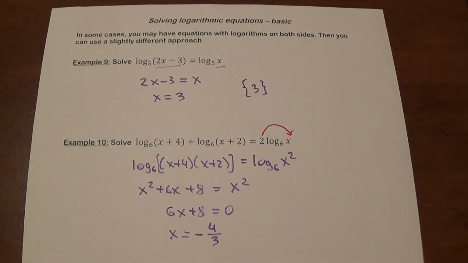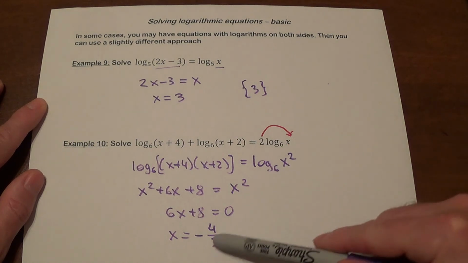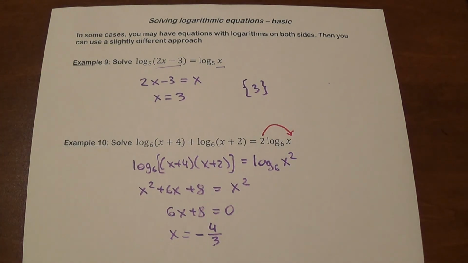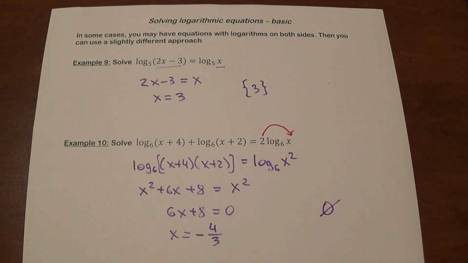Do we have any problems with negative 4/3? Right there. If you go with negative 4/3 in here, you get a negative value. It's the only number we have, so we have to reject it, and the answer here is going to be no solution as well.